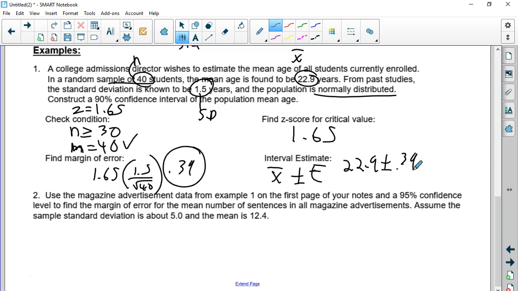So my estimate with 90% confidence is 22.51 to 23.29. That's my interval. That's my range. Okay? And I can predict that with 90% confidence, my actual value will fall within that range.